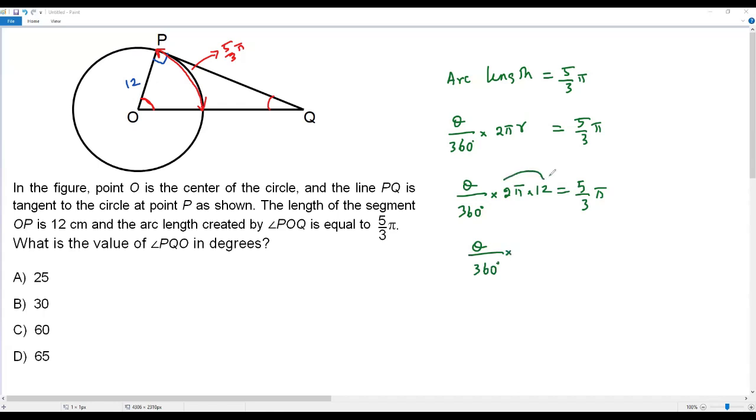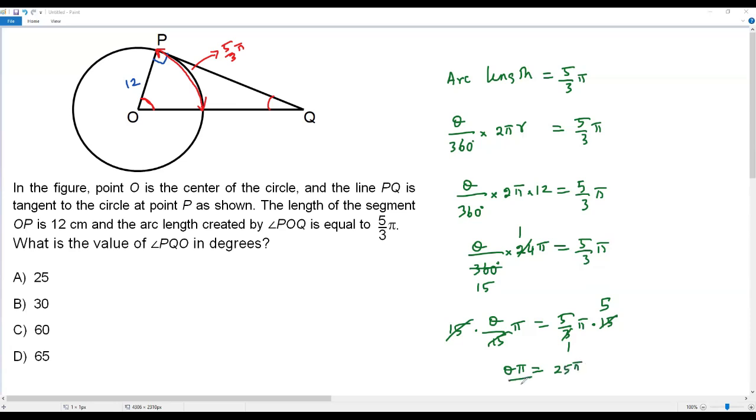So when I multiply 2 and 12, I'm getting 24. 24 pi over 360 times theta equals 5/3 pi. So 24 goes into 24 one time and 24 goes into 360 15 times. So I'm getting theta over 15 times pi equals 5/3 pi. Now let's multiply both sides by 15. My aim is to solve for theta, because theta represents the angle measure POQ. Once I get this angle measure, I'll be able to get the angle measure PQO. Okay, 15 will cancel, 3 goes into 3 one time, 3 goes into 15 five times. So theta times pi is equal to 5 times 5 pi, that is 25 pi.